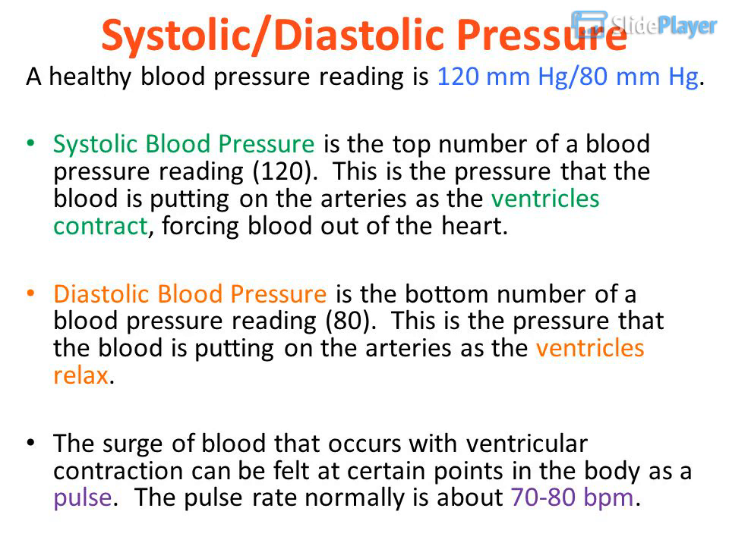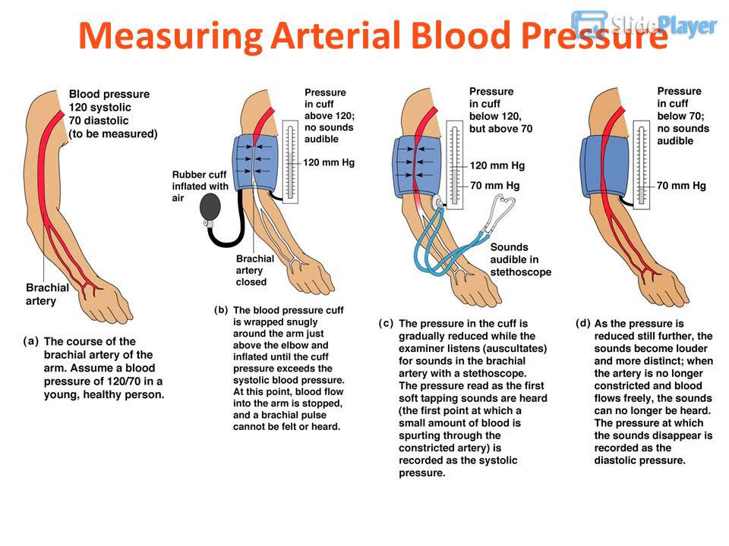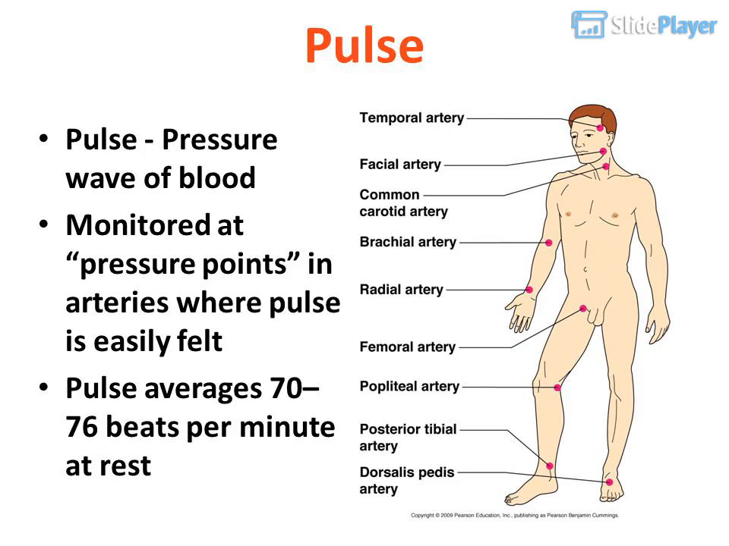This is the pressure that the blood is putting on the arteries as the ventricles relax. The surge of blood that occurs with ventricular contraction can be felt at certain points in the body as a pulse. The pulse rate normally is about 70 to 80 bpm. Measuring arterial blood pressure. Pulse, pressure wave of blood. Monitored at pressure points in arteries where pulse is easily felt. Pulse averages 70 to 76 beats per minute at rest.